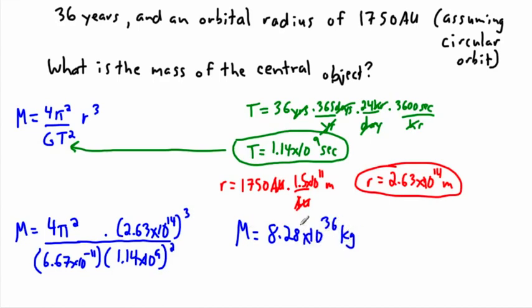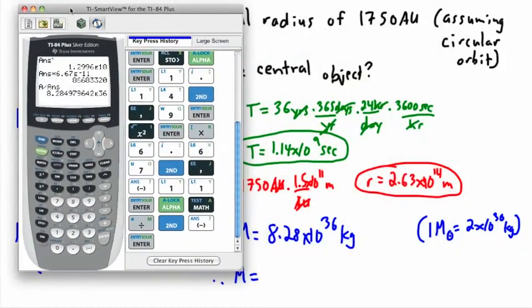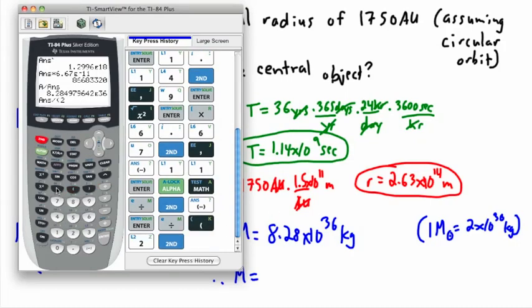That's maybe not very helpful. So let's look at what one solar mass is. Remember, we write the little symbol M with a little circle like this. One solar mass, and this is important to know, is around 2 times 10 to the 30 kilograms. So I'm going to find out how many solar masses fit in this. I'm going to take this answer and divide it by 2 times 10 to the 30.